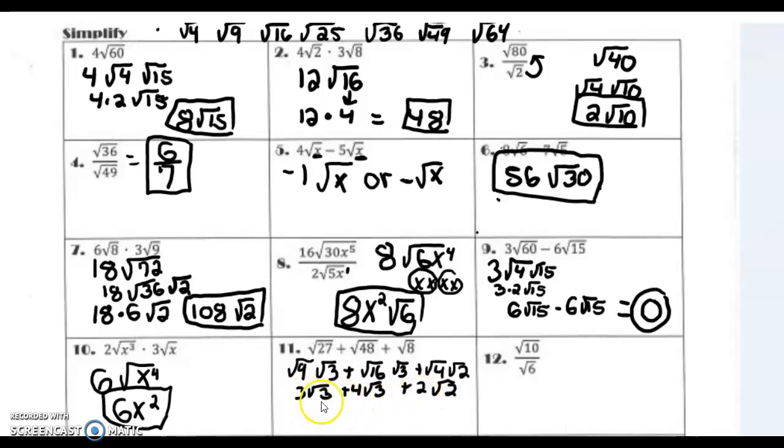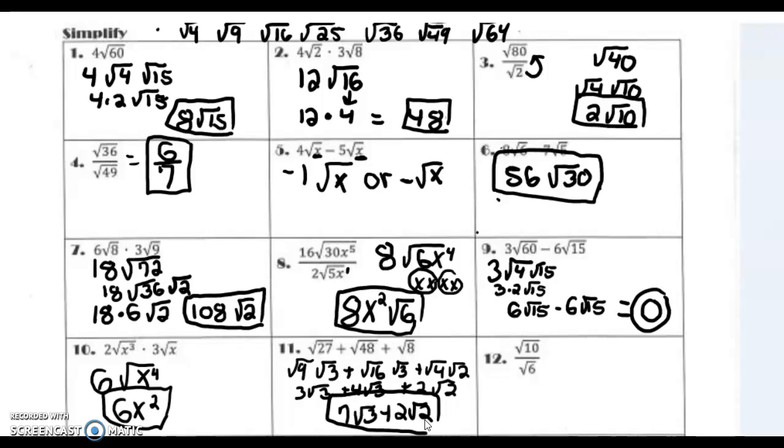And this is a little bit like grouping like terms, alright? So we could only group these two. So this would be 7 radical 3 plus 2 radical 2. Okay? And then the last one.